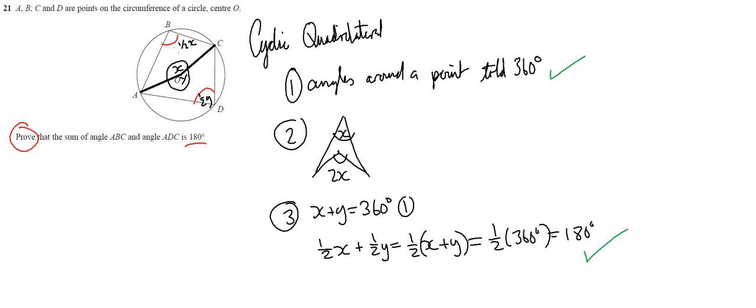Okay, so we can't just say opposite angles, we can't talk about cyclic quadrilaterals. What we need to do is we need to prove that the sum of those two angles is 180 degrees, and we find a new way to prove it using a circle theorem.